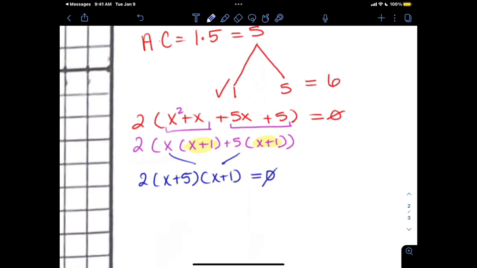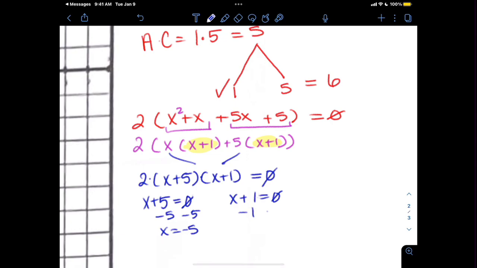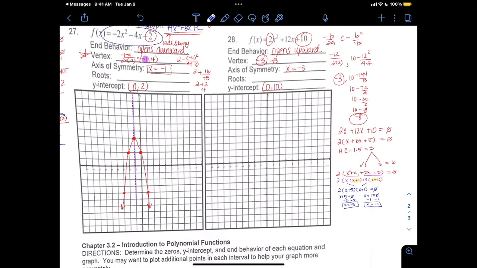Now, because they are all multiplying together, I can separate these. I'm not going to go through the math for that. But suffice it to say, I can just break it apart like this. And solve for x. There's my two roots. So here my roots would be located at -5, 0, and -1, 0.